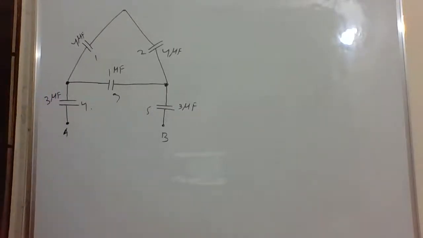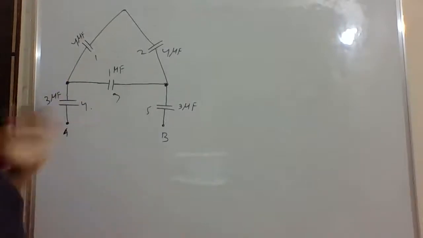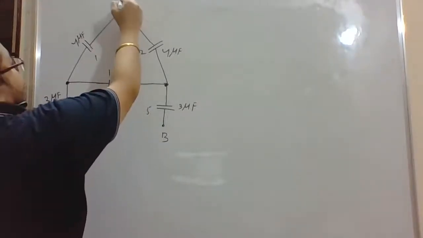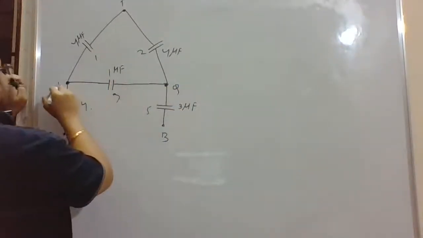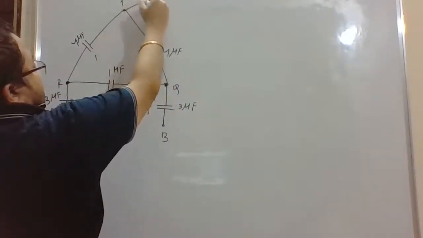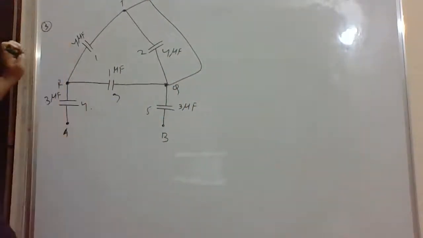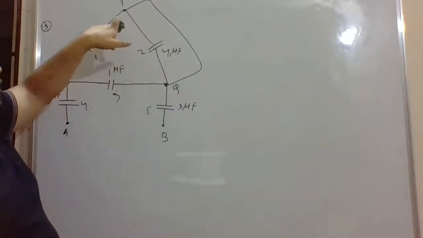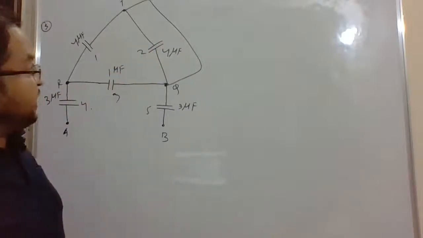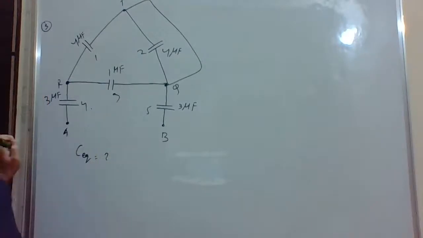Okay, now let's change the problem slightly. Say between these points P and Q and R, I will play some magic. Between point P and Q, if I connect a wire, practice problem number 3. I have connected a plain wire between points P and Q across the second capacitor of 4 microfarad capacitance. And now I'm asking, what is the C equivalent of this circuit?